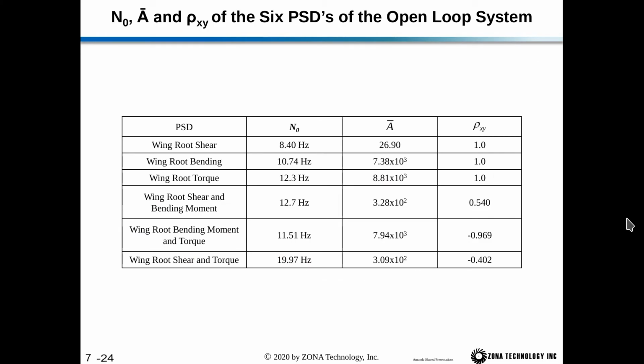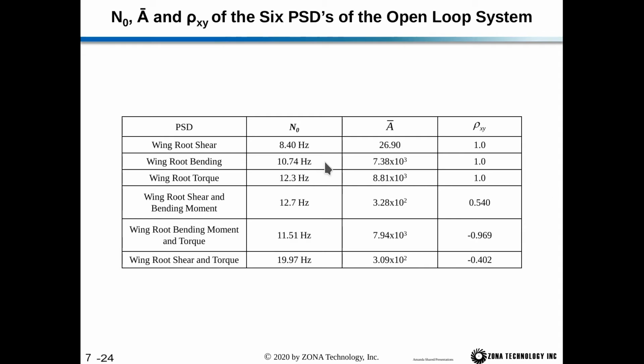Next, we'll look at the N naught, A bar, and rho XY. These values are all printed out in the ZAERO output file, and you can use these values in the earlier equations we saw at the beginning of this section for your analysis.